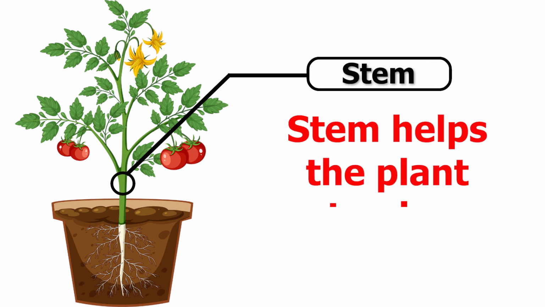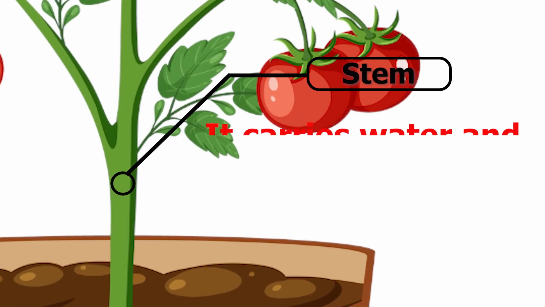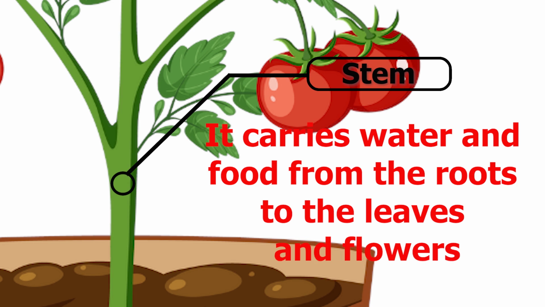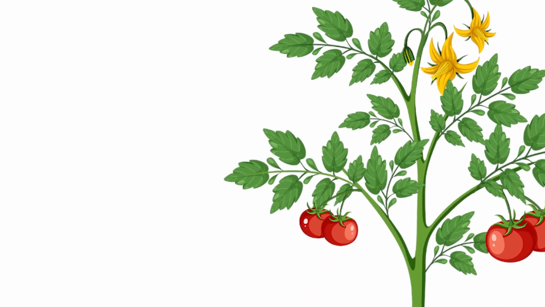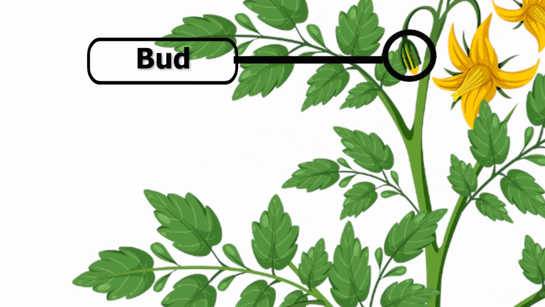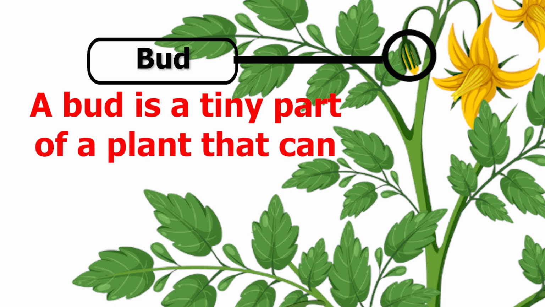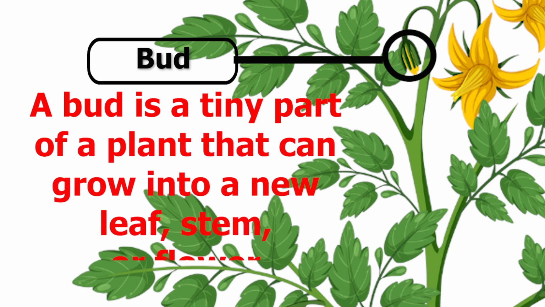Stem helps the plant stand up tall. It carries water and food from the roots to the leaves and flowers. A bud is a tiny part of a plant that can grow into a new leaf, stem, or flower.